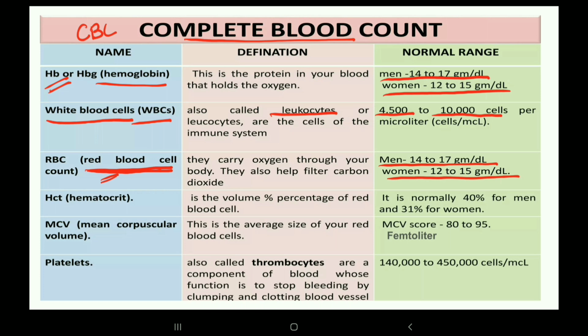Now, since all the cells are made in bone marrow, in a bone marrow disorder or failure of bone marrow, the count of WBCs will increase.